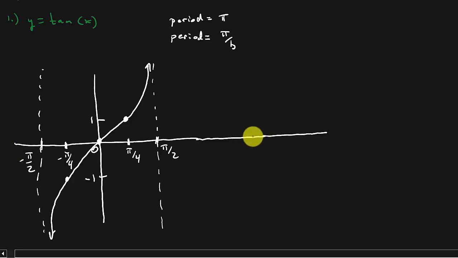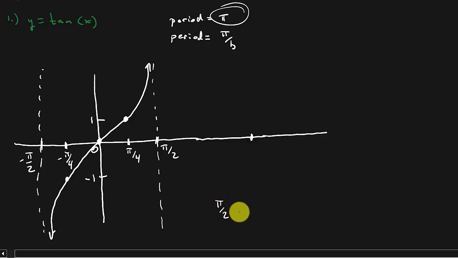So we're going to have another vertical asymptote right there. Now, how far apart are these vertical asymptotes? In this case, it's pi units. See, from negative pi over 2 to pi over 2, that's pi. That's the period. And so from this pi over 2 here, I've got to go over another pi units.